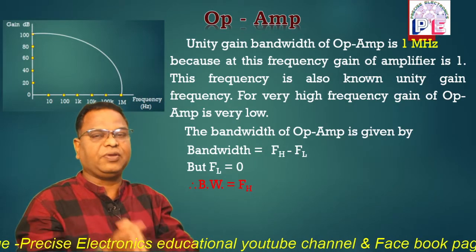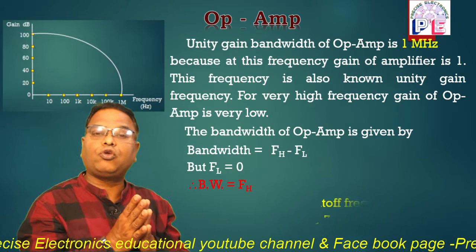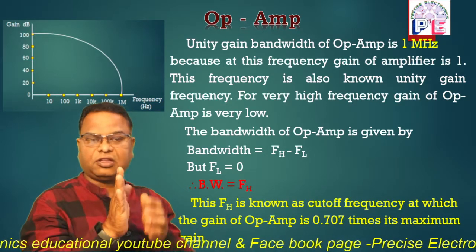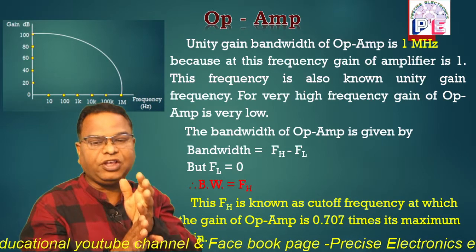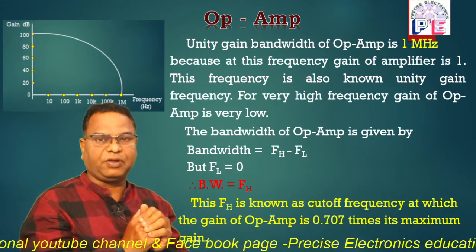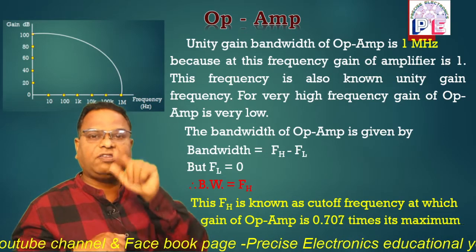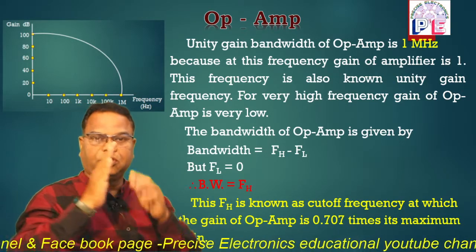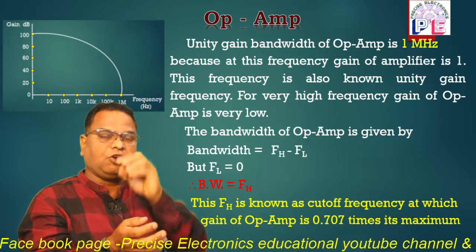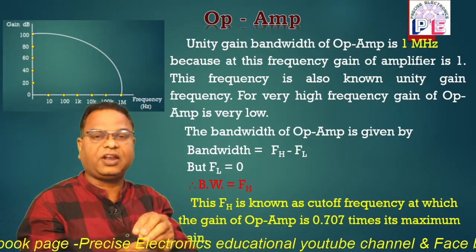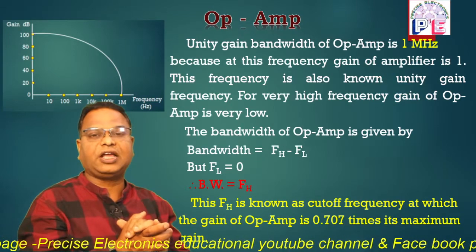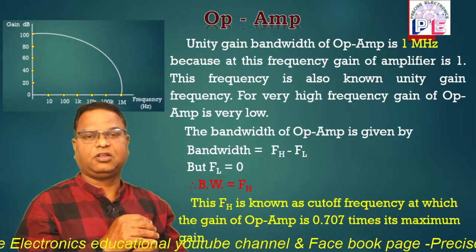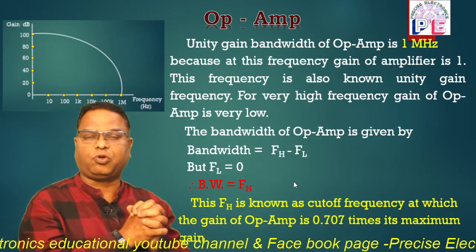This higher frequency, FH, is also known as the cutoff frequency. What is cutoff frequency? The cutoff frequency is the frequency at which the gain of the operational amplifier is 0.707 times its maximum gain. That is the cutoff frequency. And friend, that is the frequency response.